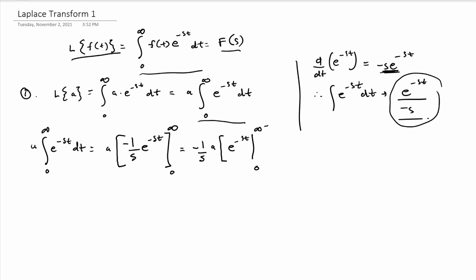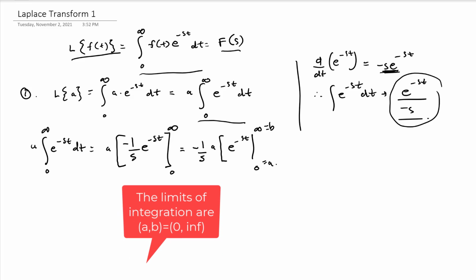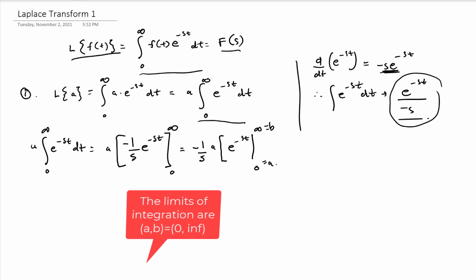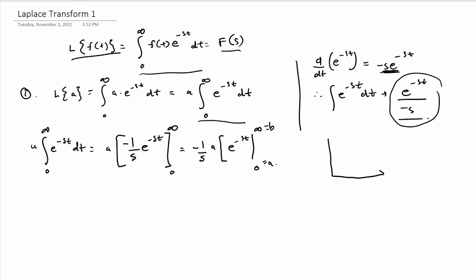If we write this as b and this as a, we have to substitute the limits. Recall that the function e to the minus s t goes like this. So as t increases to infinity, then e to the minus s t tends to 0. Therefore, if we substitute infinity into e to the minus s t, that's going to be 0.